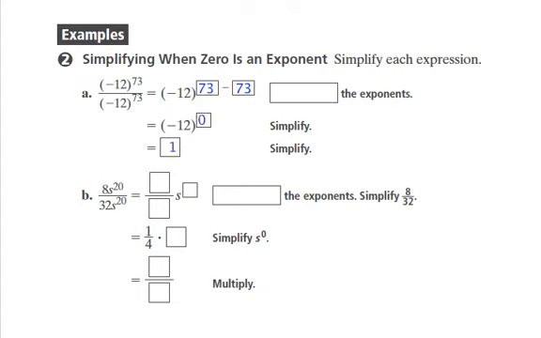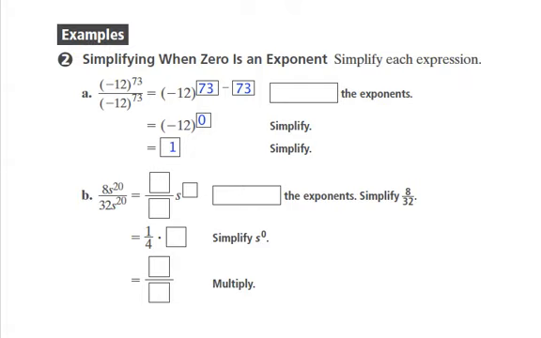Now that may be a little bit confusing, but let's look back at the original division problem. Negative 12 to the 73rd power divided by negative 12 to the 73rd power. When you take something and divide it by itself, you get 1. So it logically makes sense that a power to the 0 power equals 1.